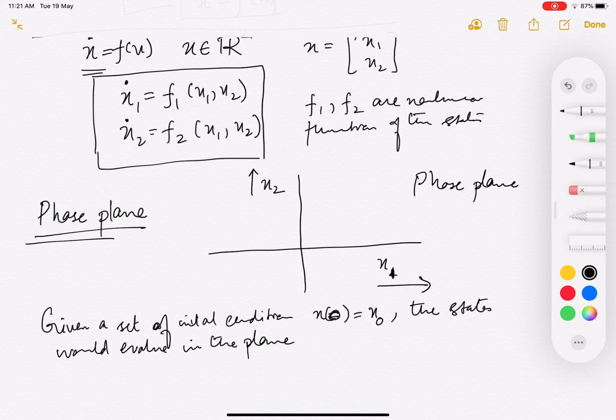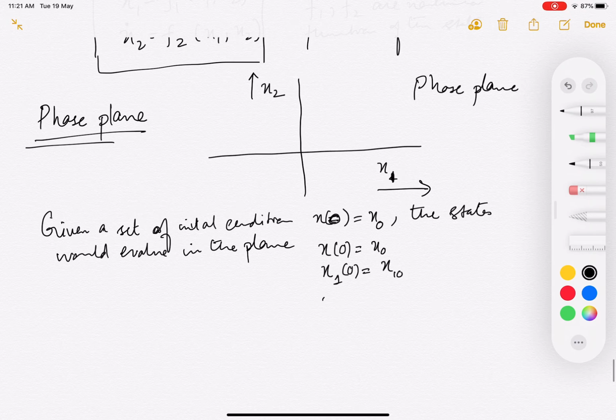So if you have x(0) = x0, which actually means x1(0) has some value, say x10, and x2(0) has some initial value x20, and then these states would evolve, because this is a dynamical system. Everything would change in time unless and until you settle down at some equilibrium point.